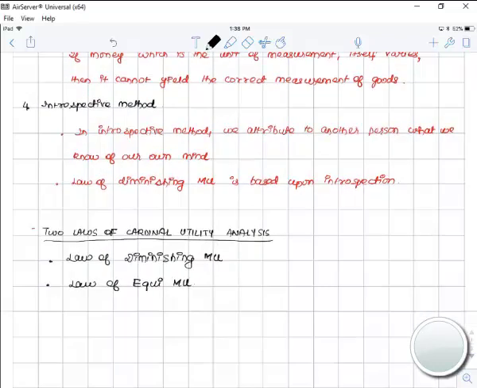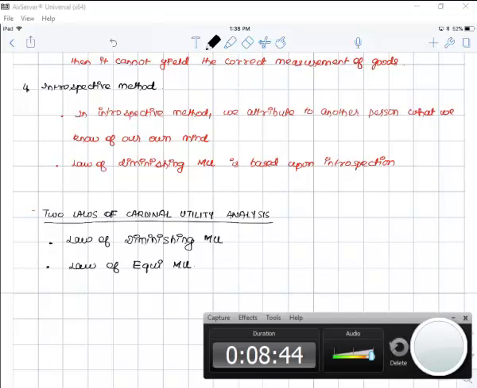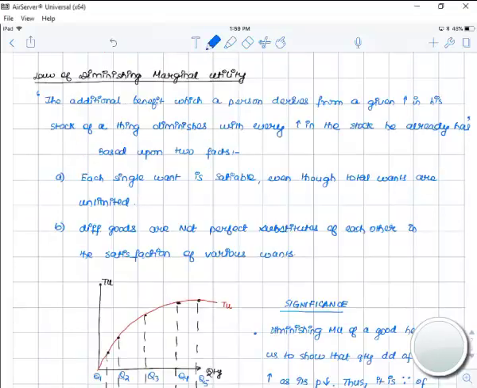And from here, we get two laws. One is the law of diminishing marginal utility, another is the law of equi-marginal utility. Let's see what those are. Okay, now let's talk about the law of diminishing marginal utility, right? So what does the law say?